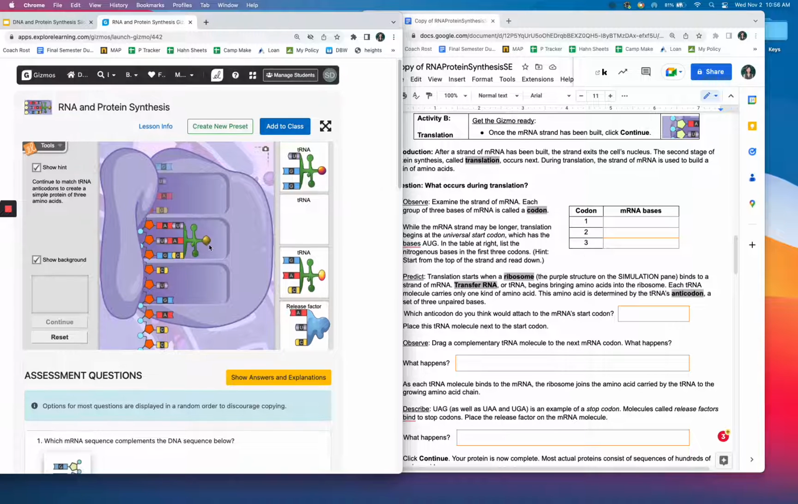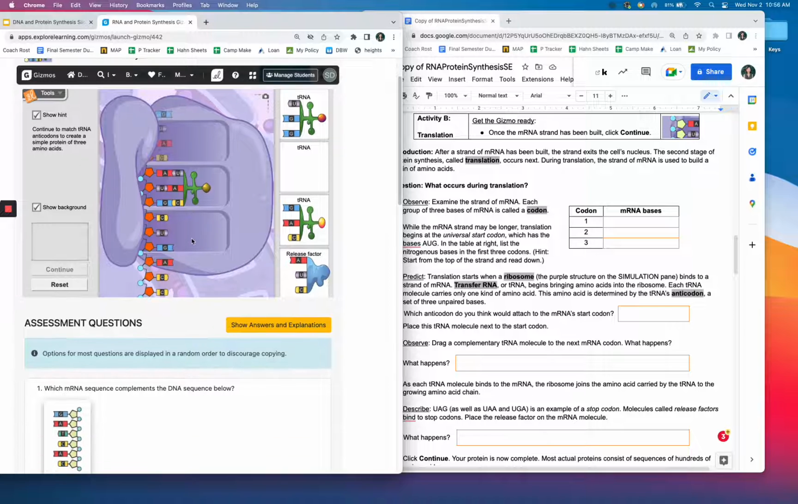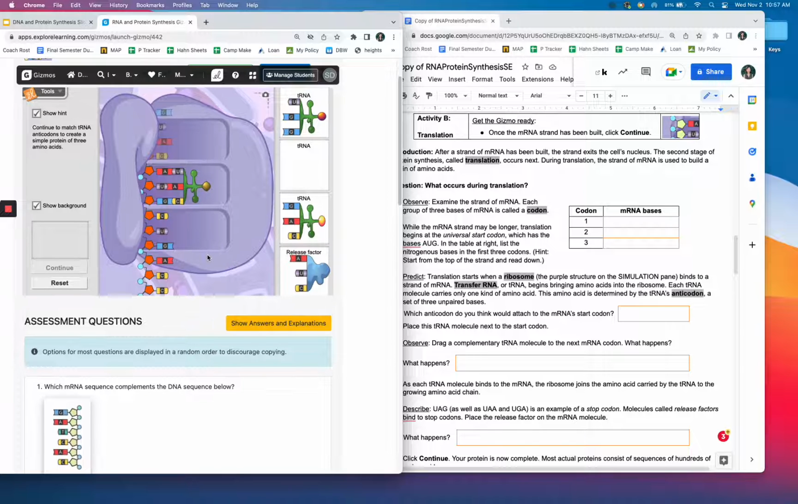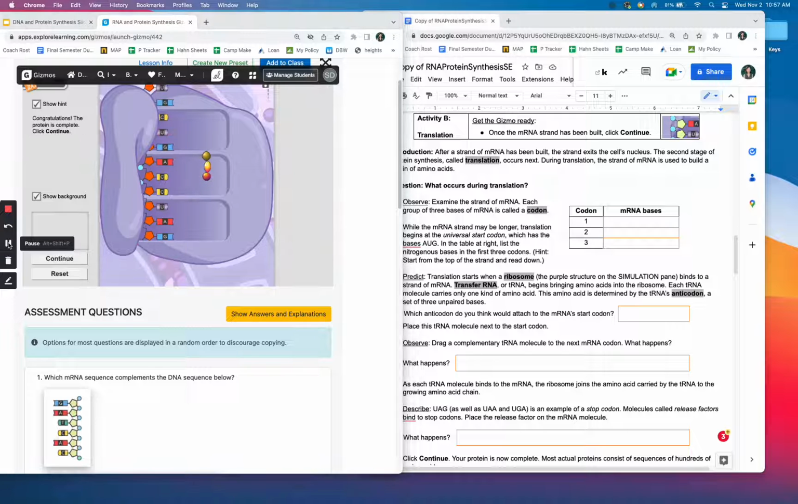So then we're gonna finish by matching the next ones. And as you match the next ones, you'll notice that these little amino acids link up and form a protein. And then the final one will be the release factor, and it will release the protein. So I'm going to pause and do it.